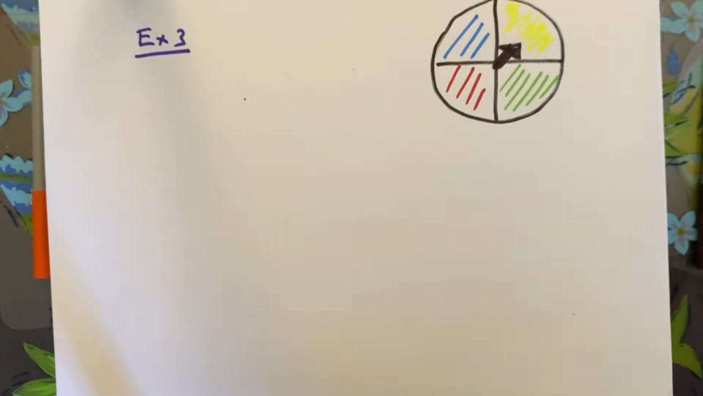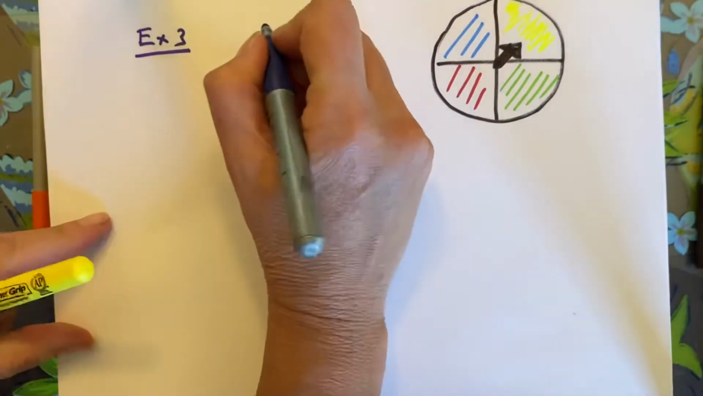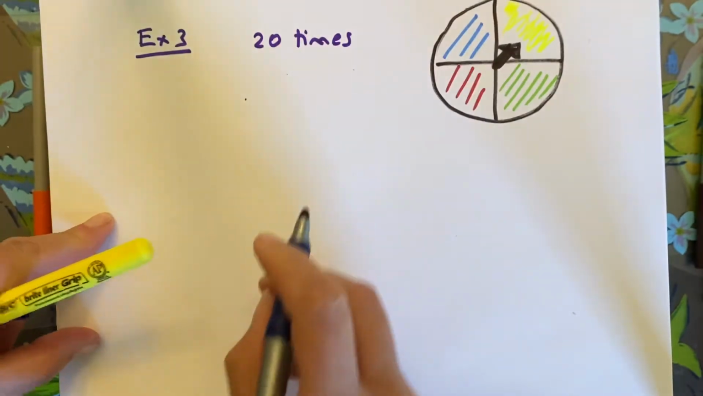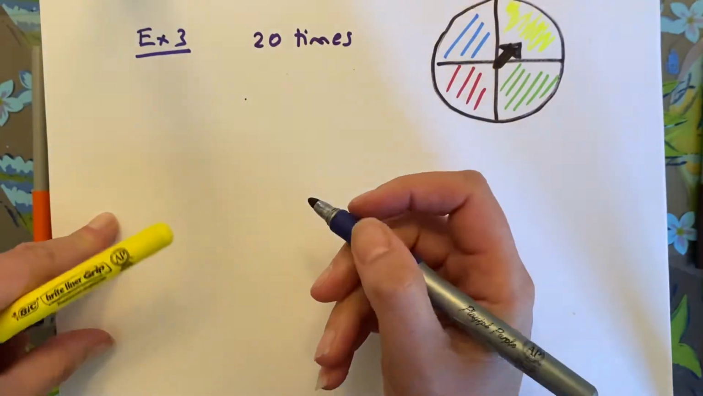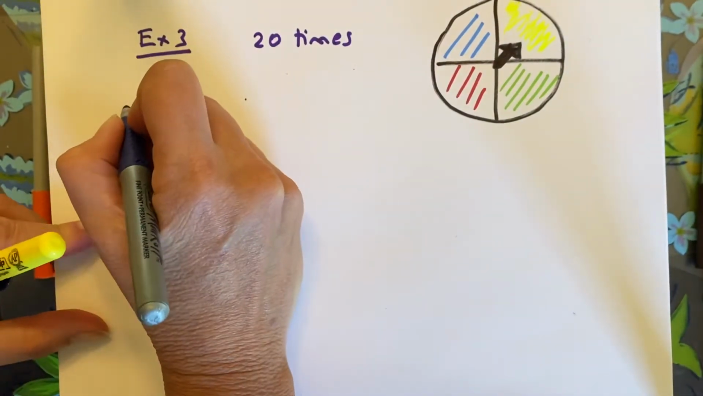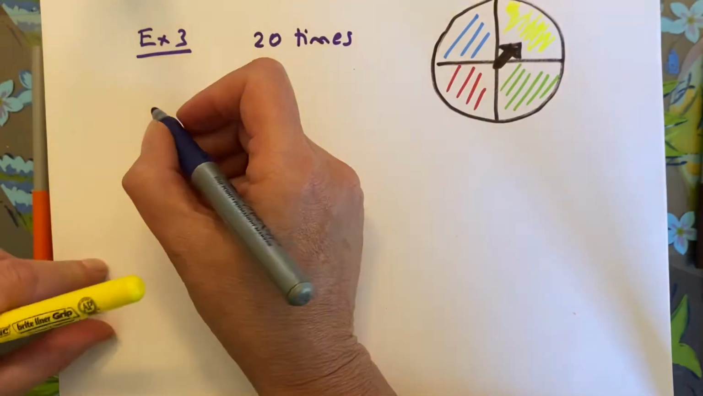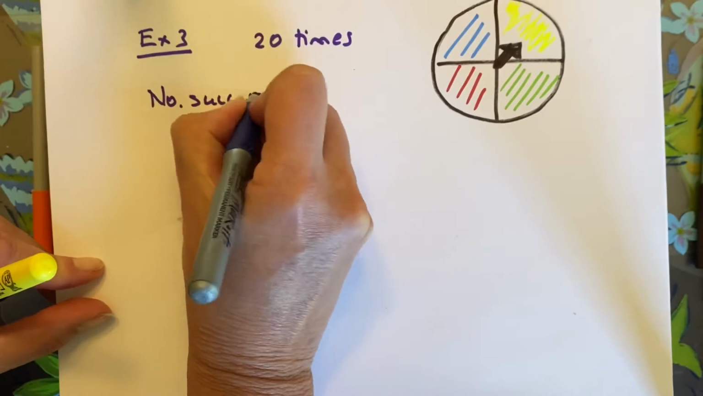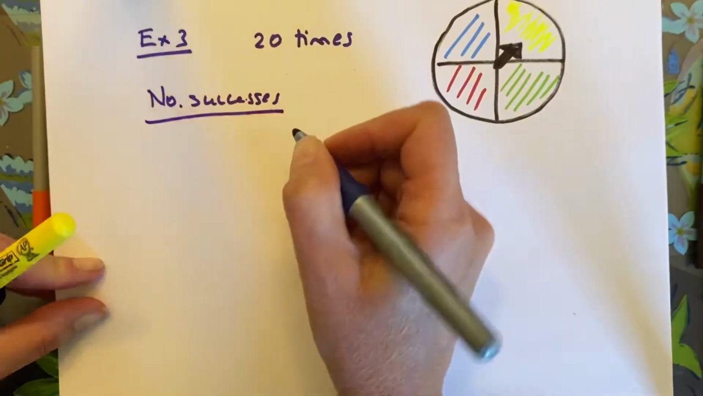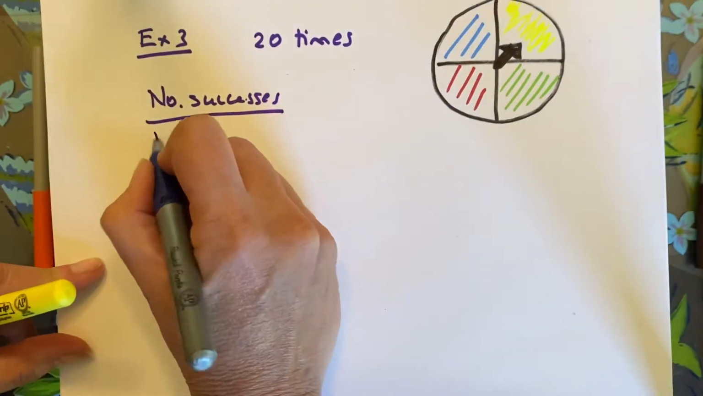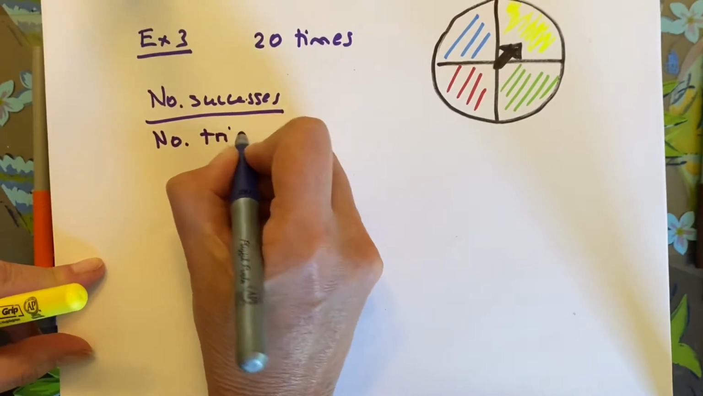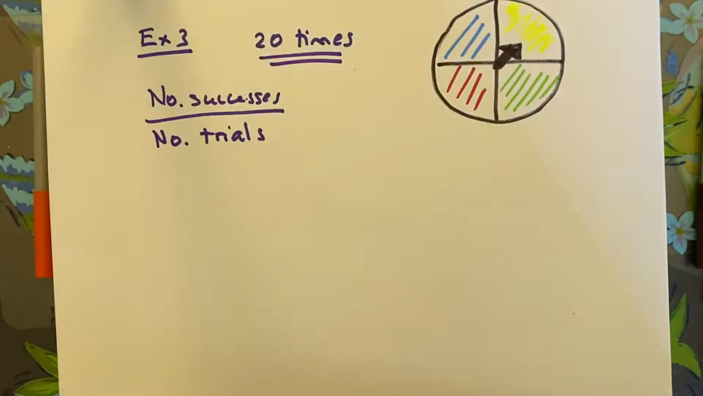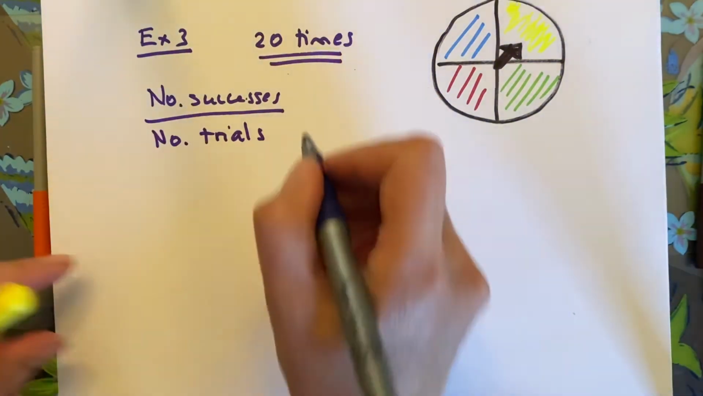The spinner was spun 20 times. When you're looking at experimental probability, just a reminder that it's the number of successes over the number of trials. Now, the number of tries is how many times you do it. They're telling you the number of tries is 20, spinning it 20 times.